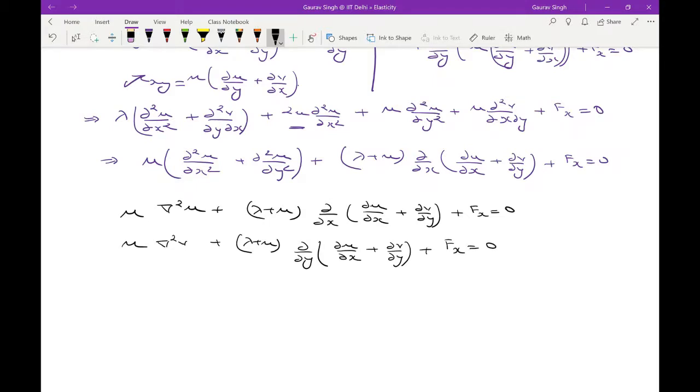And as you know, Laplacian is an operator. So this is how the Navier's equation can be derived. Now similarly, you will have a Beltrami-Mitchell compatibility equation.